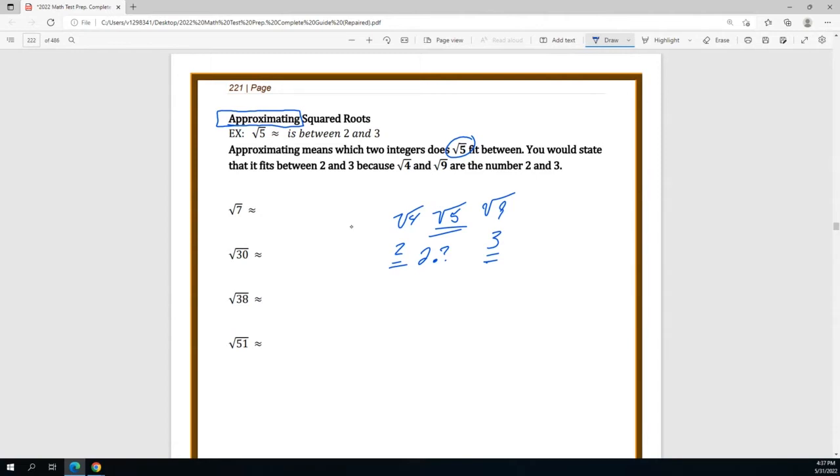If I take another one, let's look at the square root of 7. Isn't the square root of 7 also going to fit between the whole numbers 2 and 3? The answer is yes. Now, I've got a question for you. Is the square root of 7 going to be closer to 2? Or do you think that number is going to be closer to 3?